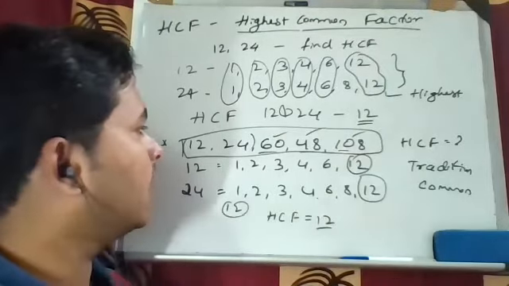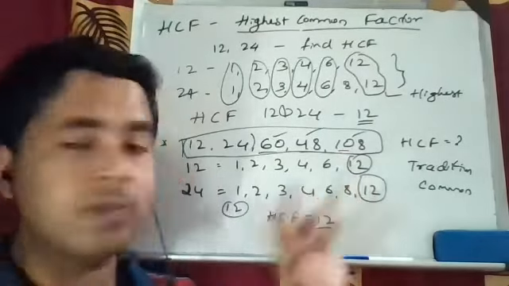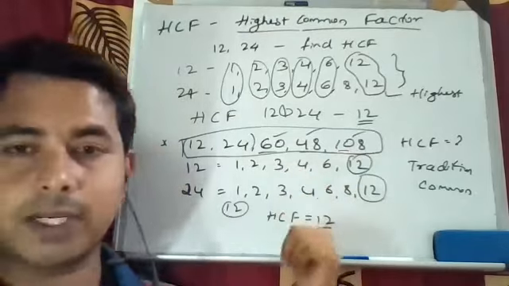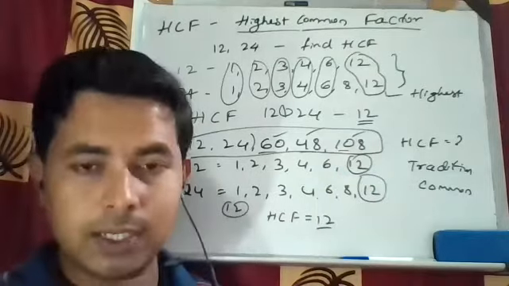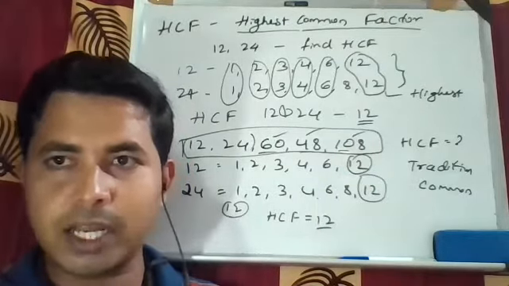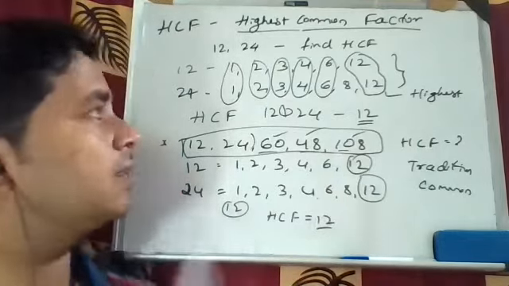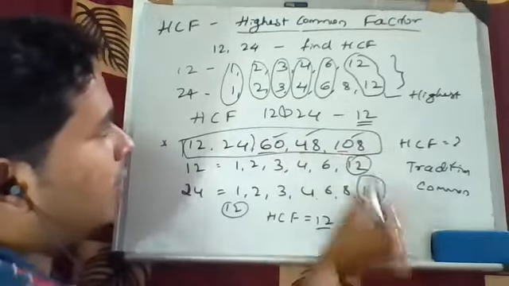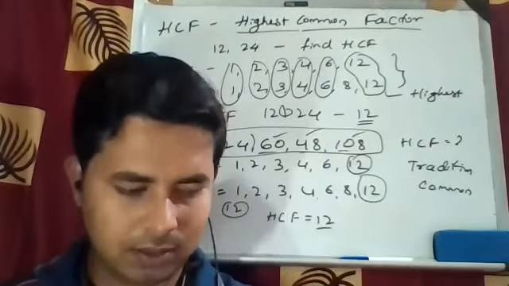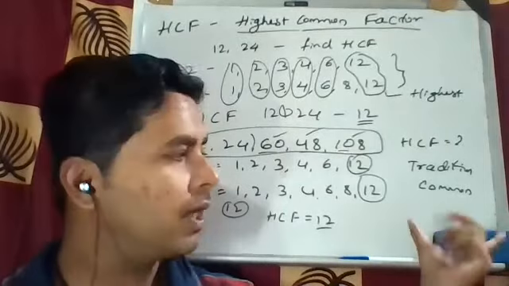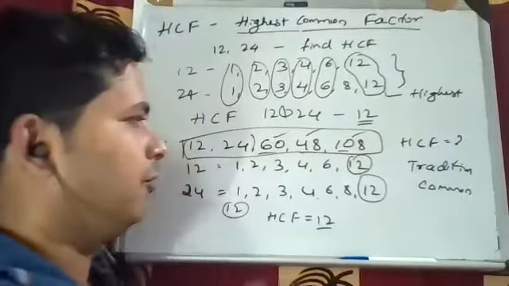Okay, so for that we have to find a short method. Without writing these factors, we have to find the common factor. If you find it in less than a minute, in a small time, you can easily and quickly solve the number of questions asked on HCF. If you go with this method, it will take more time. So we'll see a few methods, in which we can see how to quickly find the common factors or the HCF.